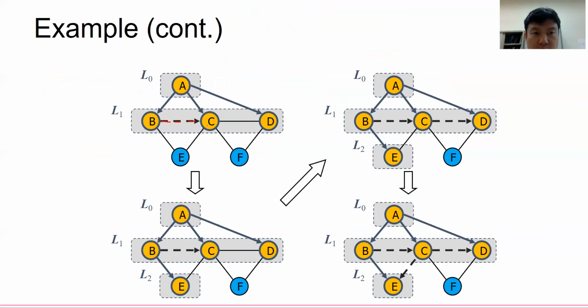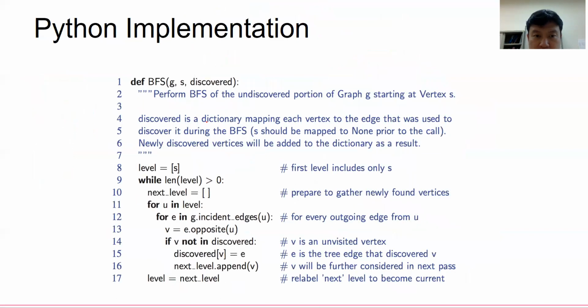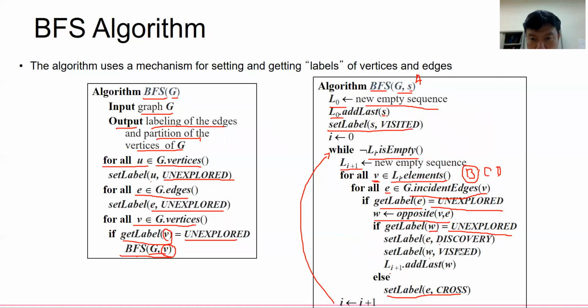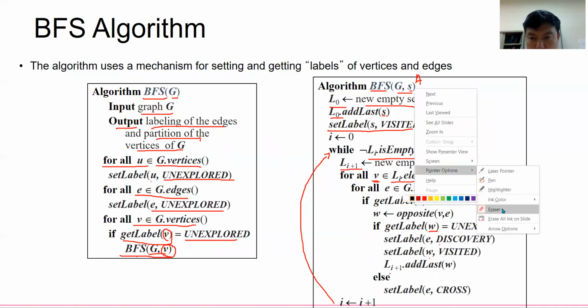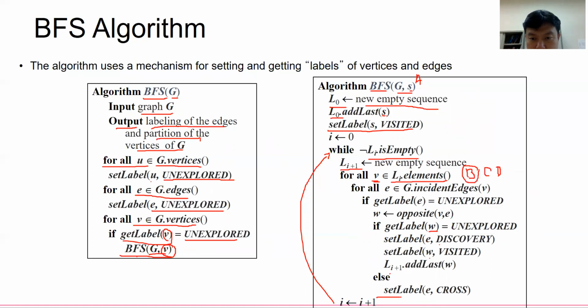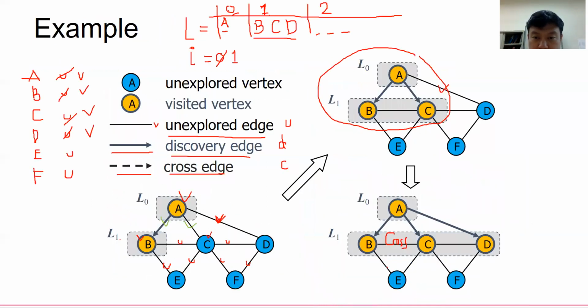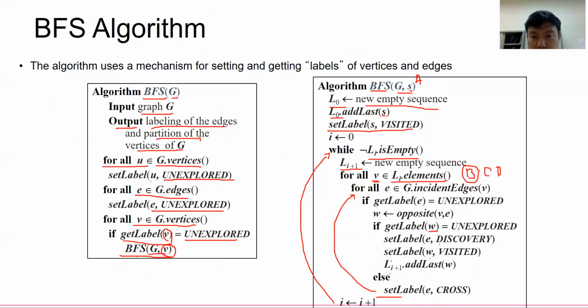After we have this, we will check again the edges. Now, is there any other edge from B? Is there any other? Oh yeah, we have this edge. Okay, it is unexplored. We want to get the label. It is unexplored. Yes, it is true.